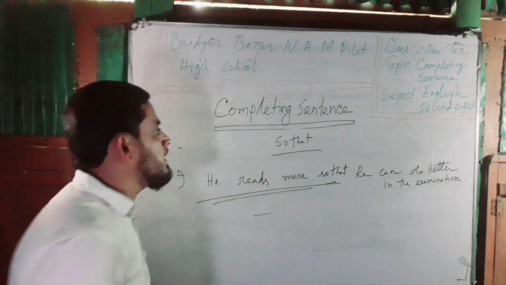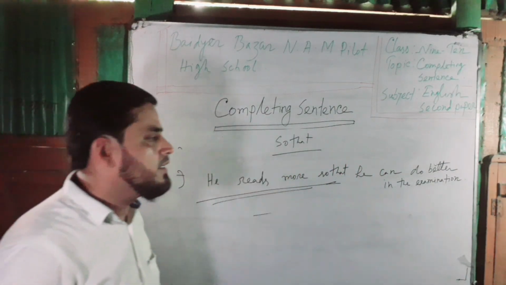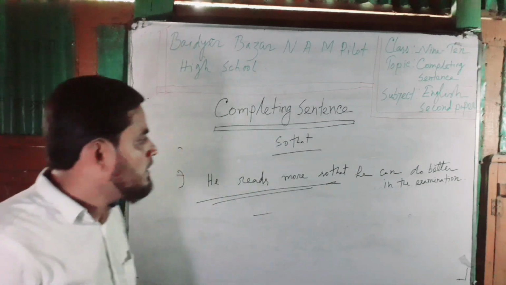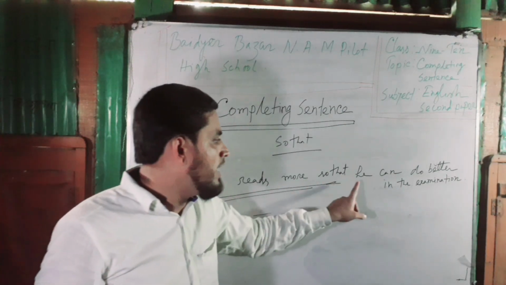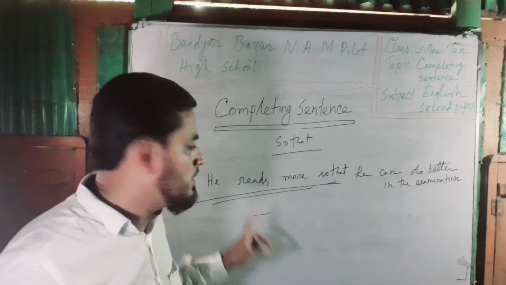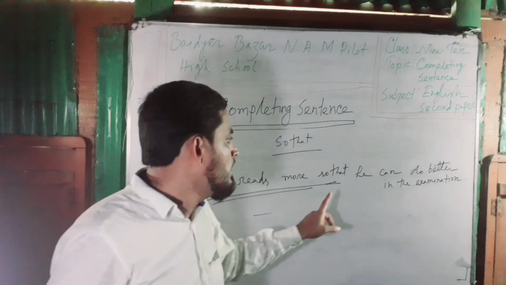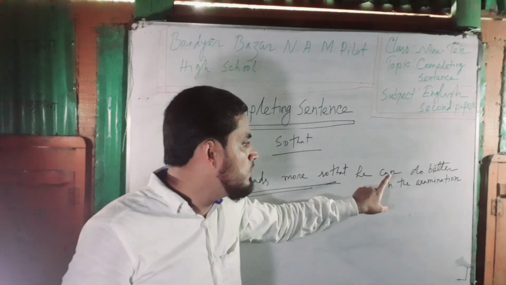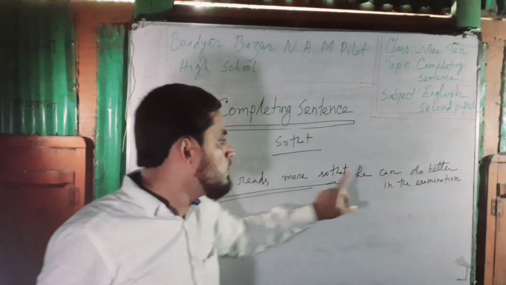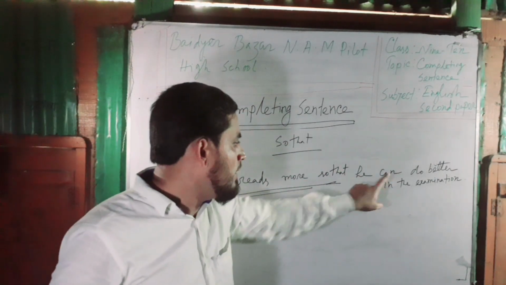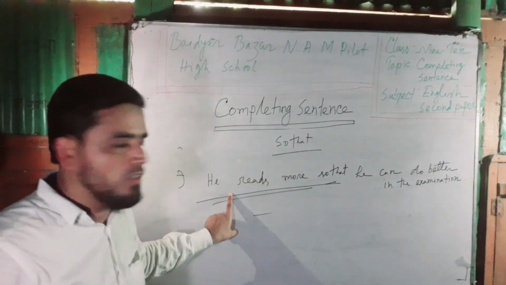While completing a sentence, if there is "so that", then always keep in your mind that you will have to write the same subject. If the subject is the same, it will be okay. Then we will write can. We'll use can or could. It will be can if the clause is in present form.